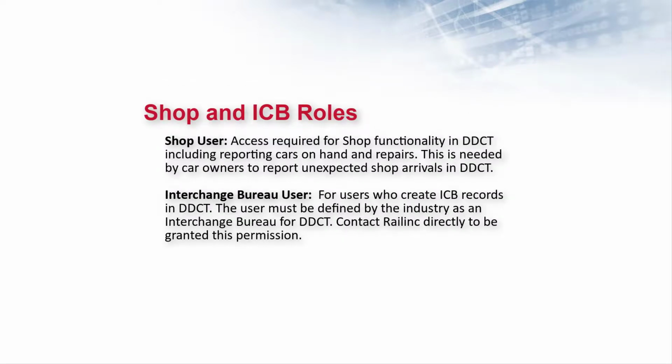The following roles are also available. Shop user is for users who require access for shop functionality in DDCT, including reporting cars on hand and repairs. This is the role that repair shops, pre-trips, scrapper, and storage facilities should use. This role is also needed by car owners to report unexpected shop arrivals in DDCT. Interchange Bureau user is for users who create ICB records in DDCT. The user must be defined by the industry as an interchange bureau for DDCT. Contact RailLink to be granted this permission.